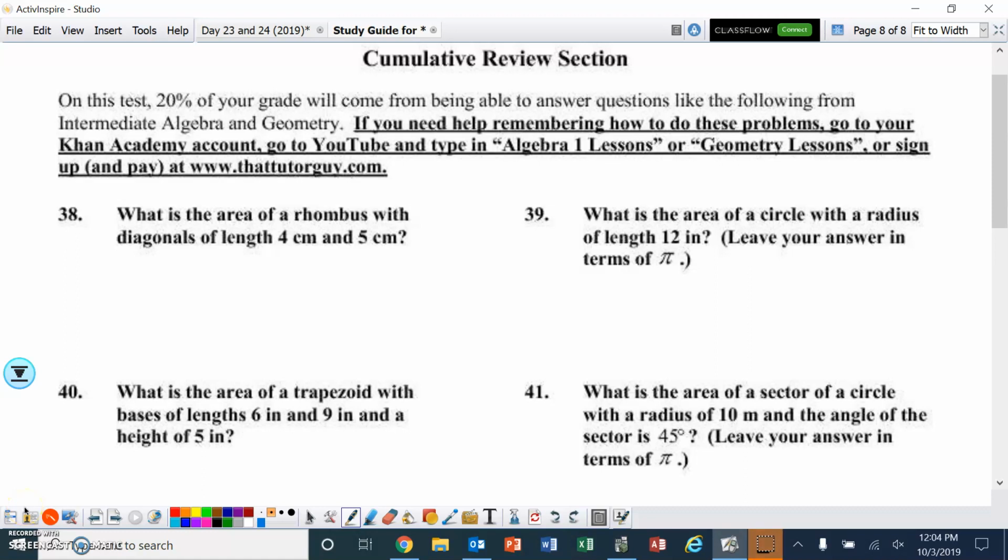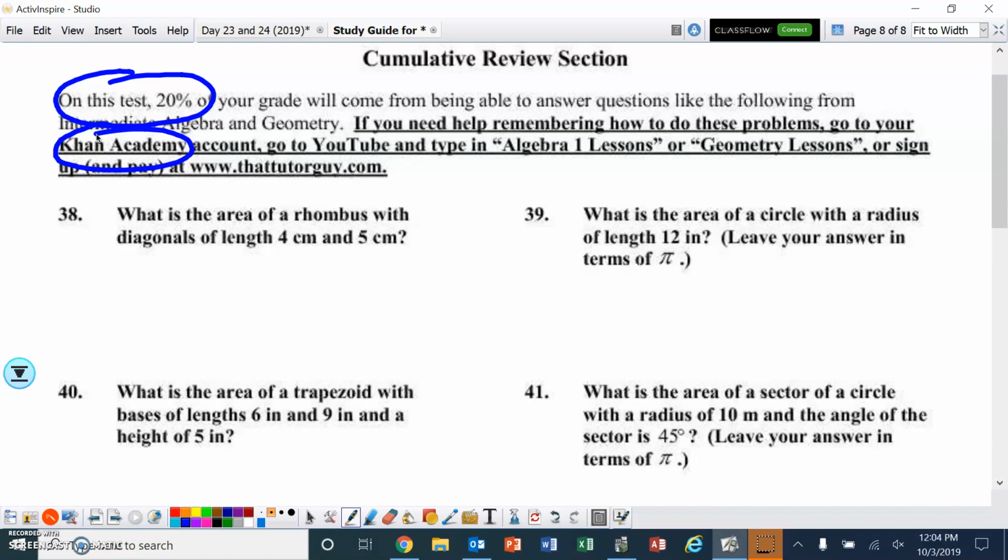All right, ladies and gentlemen, the cumulative review section. Please do not forget that this is 20% of the test. The last page is always worth 20%. If you don't quite get some of this stuff, remember you can go to Khan Academy and watch some stuff on there if you need to. All right? But if you follow along, hopefully this will all make sense.